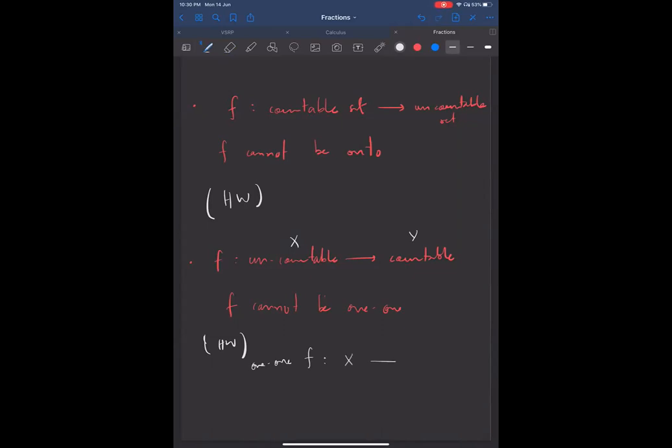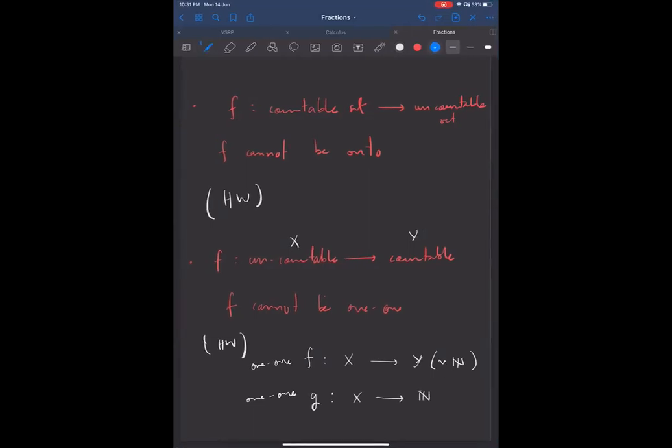And from X to Y, Y is countable. Now, Y is countable means what? Y is equipotent to N. So then can we find a function g which is 1-1 from X to N?